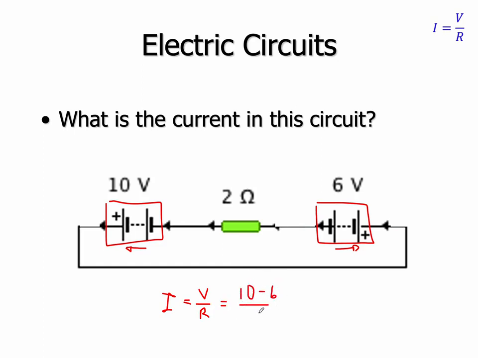And so what's the current in this circuit? The answer is it's going to be 2 amps. Which direction? The 10 volt battery is going to win, and it's going to force charge around this direction. What's going to happen to our 6 volt battery? It's actually going to get charged. It's going to have charge forced into it. And so it's going to charge while our 10 volt battery is going to discharge.